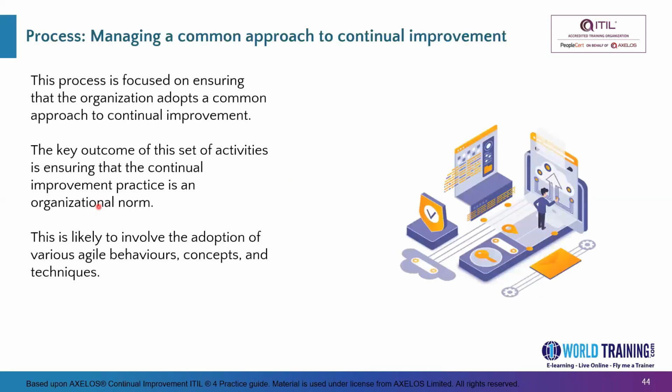We look at the first one, which is managing a common approach to continual improvement. This process is particularly focused on ensuring that the organization adopts a common approach to continual improvement, which means that the key outcome of this set of activities in this process is to ensure that the continual improvement practice becomes an organizational norm. And therefore, this is likely to involve the adoption of various agile behaviors, concepts, and techniques, meaning an iterative way of working, as we noted earlier in the section 1 key concepts, would be generally recommended because it's better to have a larger improvement or a complex improvement broken down into iterative steps.